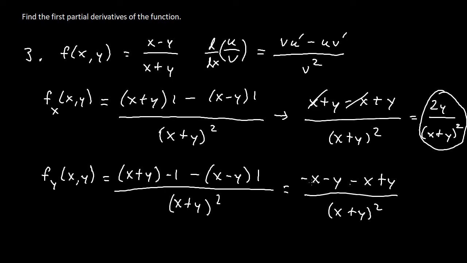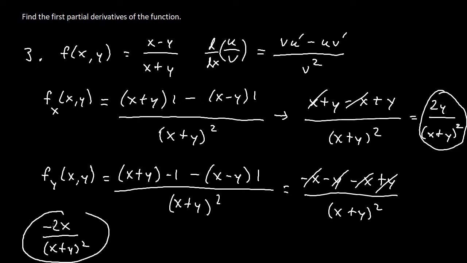So negative x minus x is negative 2x. So we'll get negative 2x, and then negative y plus y will cancel, and so we get negative 2x over x plus y squared as the partial derivative of f with respect to y.